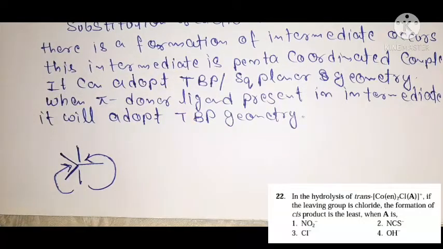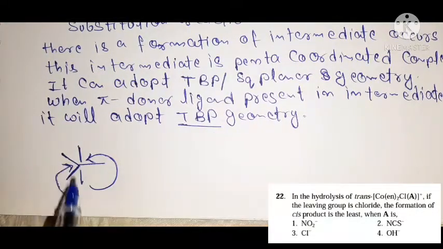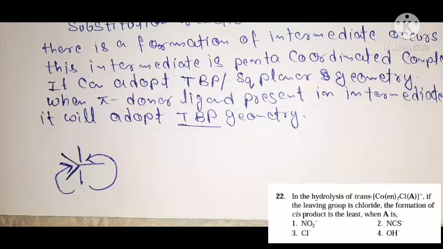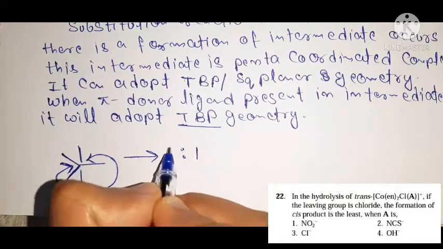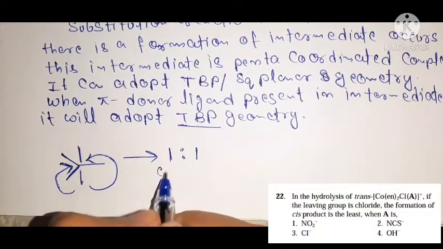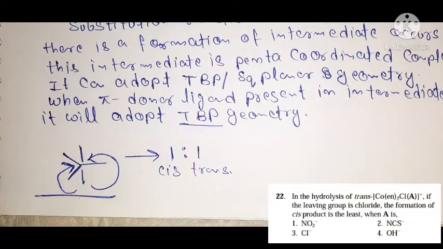Understand? So when the intermediate adopts this TBP geometry, there is an equal chance for your attacking species that it will attack on the front side or on the back side of this trigonal bipyramidal intermediate. So in this condition we obtain products in a 1:1 ratio, 1 for cis product and 1 for trans product. So we have equal possibility of obtaining cis and trans product in trigonal bipyramidal geometry, which is adopted when this pentacoordinated intermediate has a pi donor ligand.